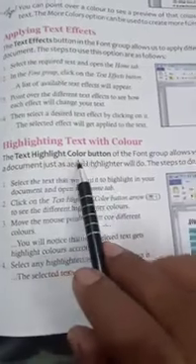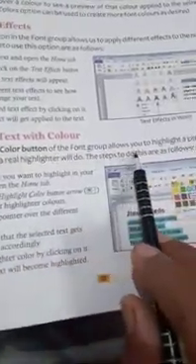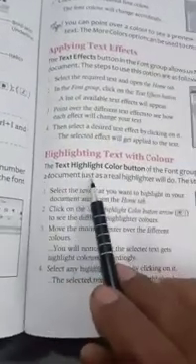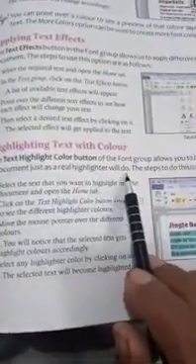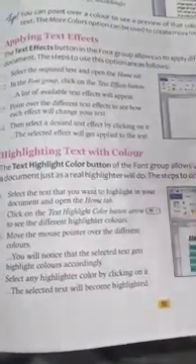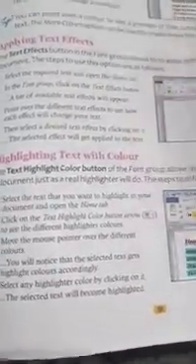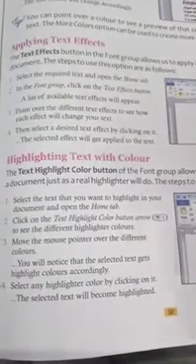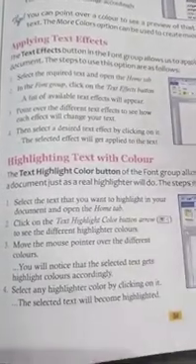The text highlight color button of the font group allows you to highlight a piece of text in a document, just as a real highlighter will do. When in exams you use a highlighter to highlight some headings or important terms, you can also do this in your MS Word document. Okay, the steps to do this are as follows.